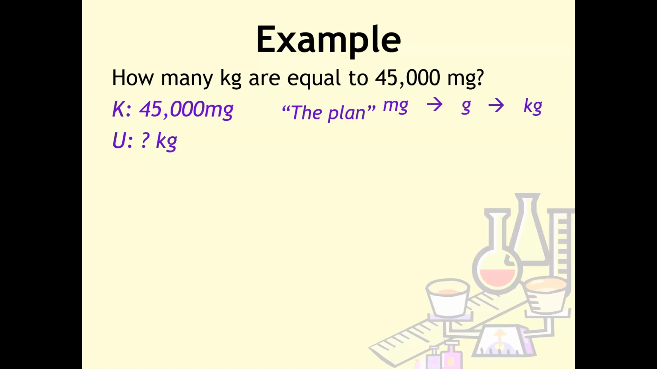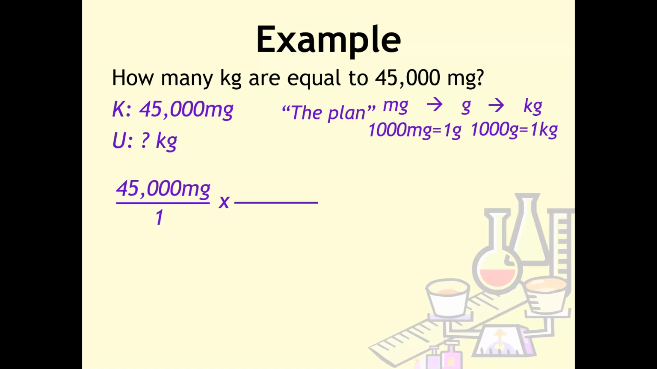So what that means is we're going to go from milligrams into grams, and then from grams into kilograms. And this is what you're going to do every single time you have a prefix with the base unit. Whenever you're going from a prefix to another prefix, you're going to do this every single time. So we're going to use the 1,000 milligrams to 1 gram and the 1,000 grams to 1 kilogram. So we'll start with the 45,000 milligrams. Again, we'll use our conversion factors. 1,000 milligrams to 1 gram, and then we have 1,000 grams to 1 kilogram.